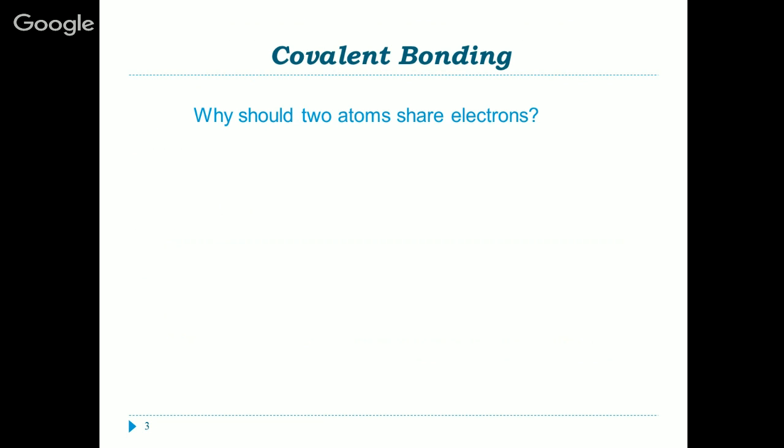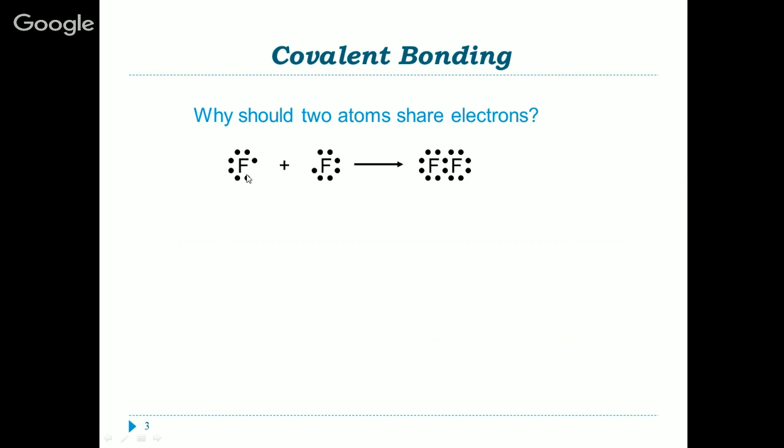So covalent bonding. Why would two atoms share electrons? Here we have two fluorine atoms. These dots here represent the number of valence electrons. Valence electrons are the electrons in the outermost shell. So fluorine, recall, has a 2s2, 2p5. So they have a similar desire for electrons.